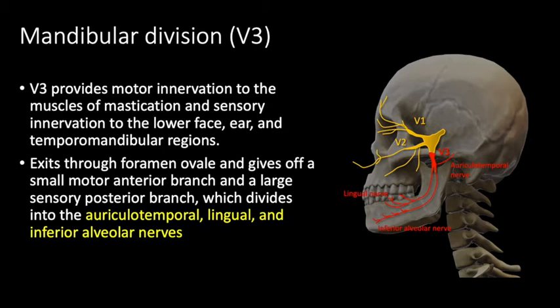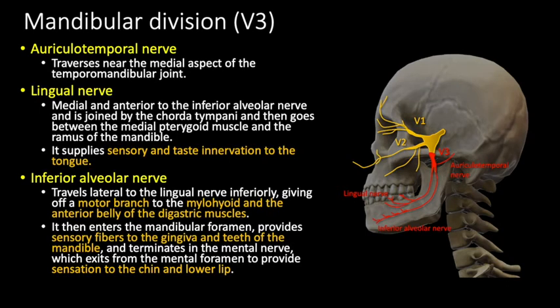So initially it gives off a tiny anterior motor branch, and then the larger posterior sensory branch divides into the auriculotemporal, lingual, and inferior alveolar nerves. And we actually have the ability to see each one of these.